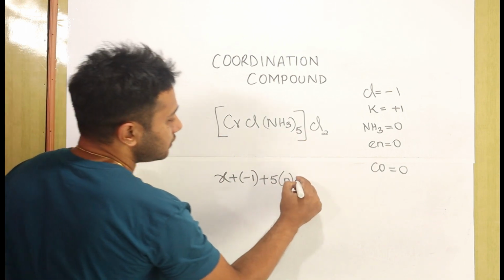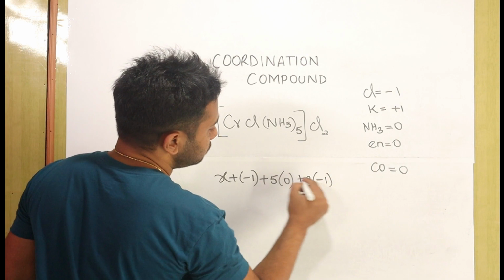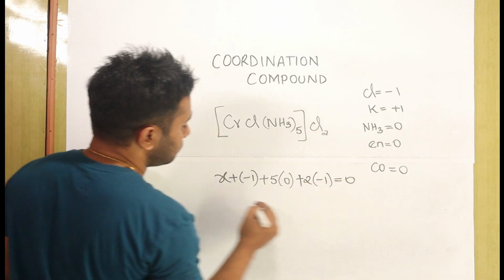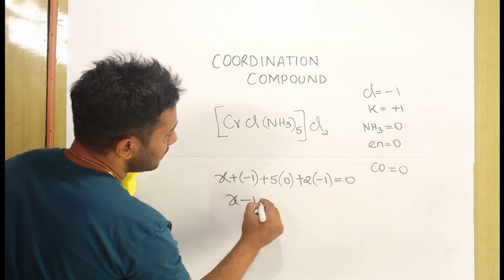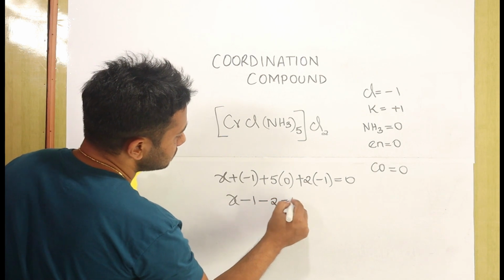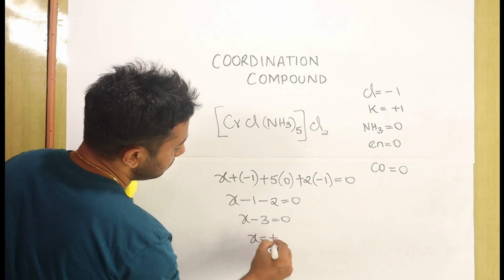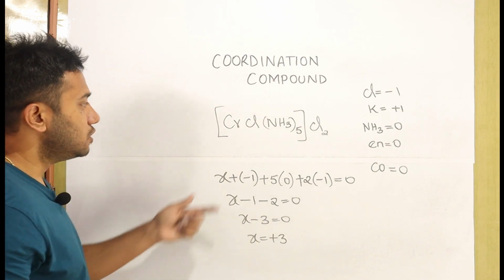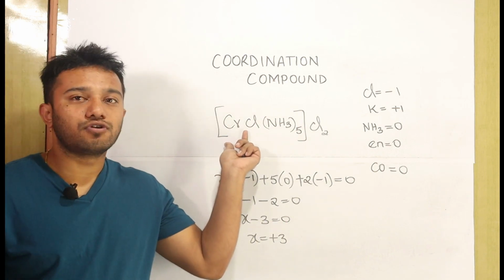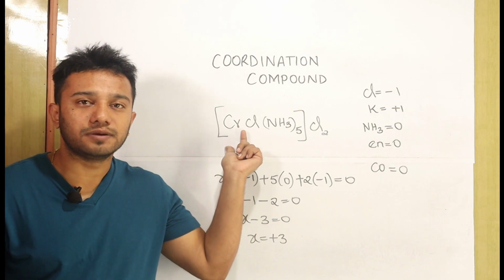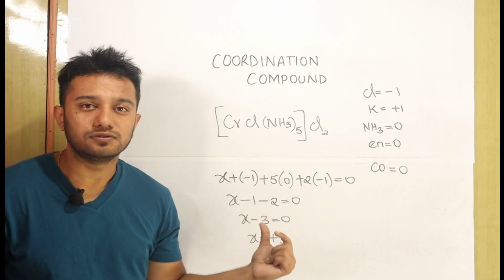So out here chlorine, there are 2 chlorine out here. 2 into -1 equals 0. So X -1 minus 2 equals 0. X -3 equals 0, X equal to +3. So the charge of chromium, or the oxidation state of chromium, is +3.